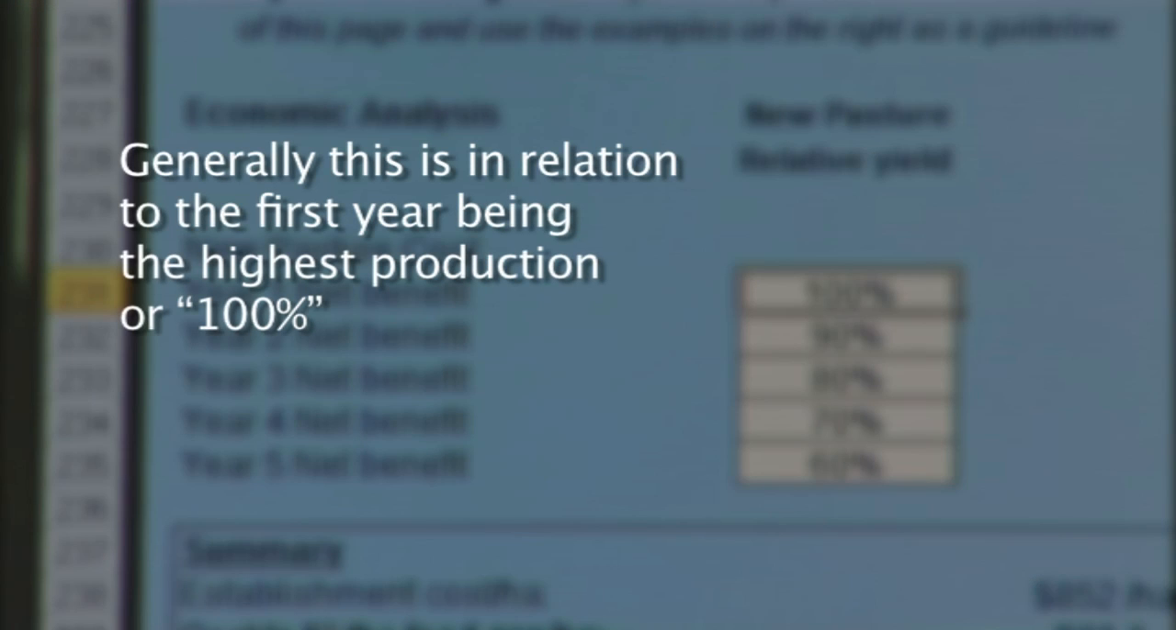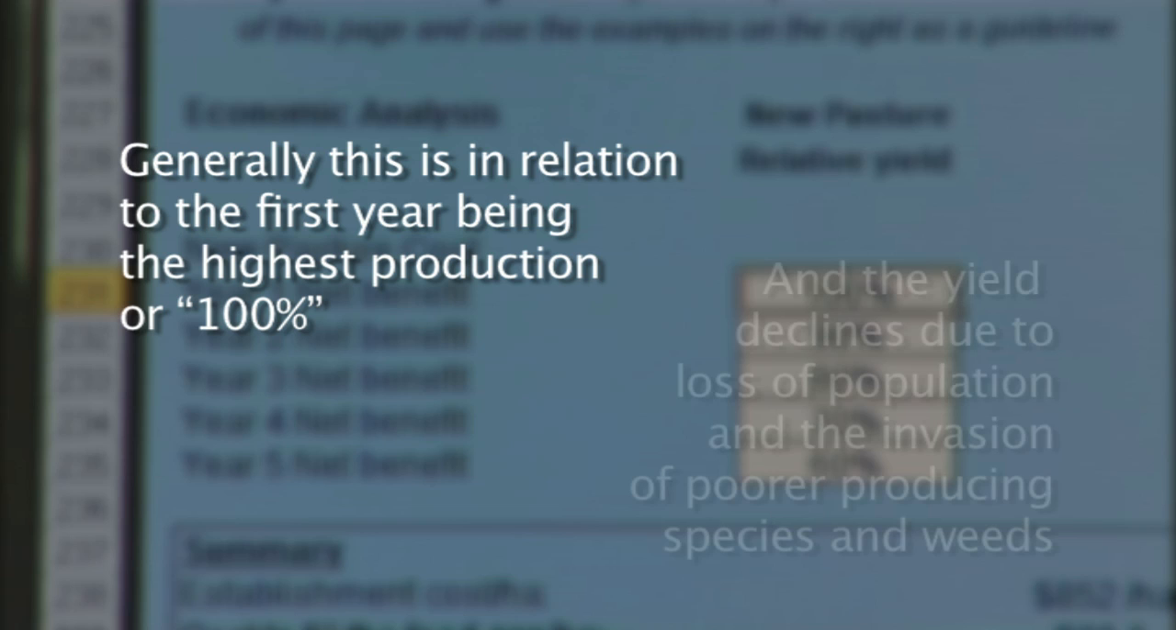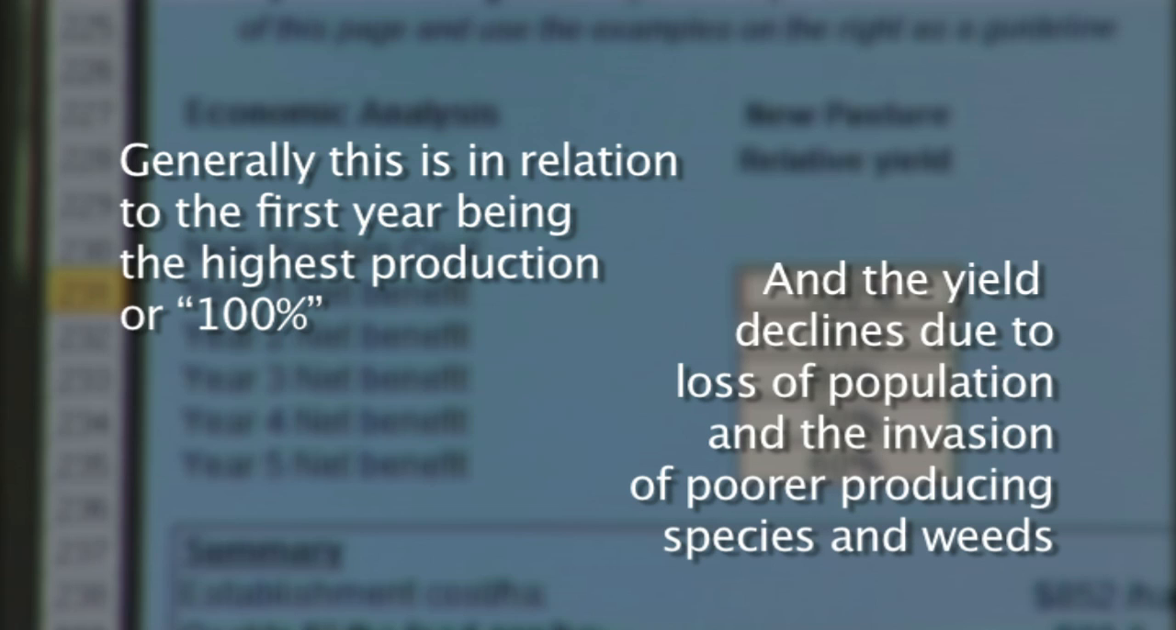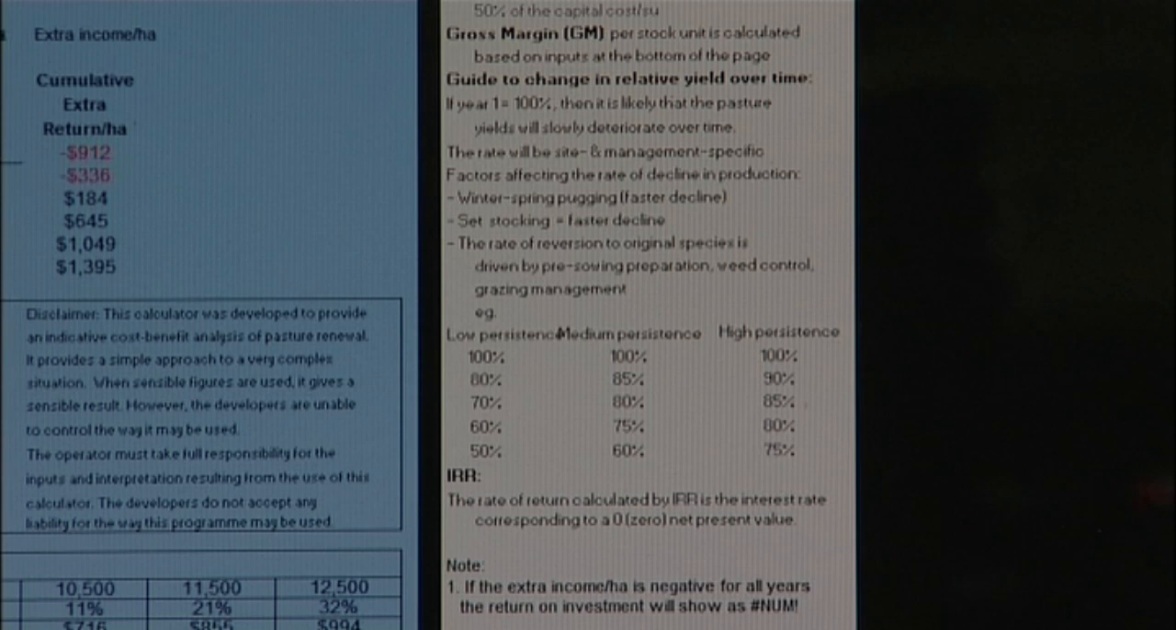Generally, this is in relation to the first year being the highest production, or 100%, and the yield declines due to loss of population and the invasion of poorer producing species and weeds. Some guidelines are provided in the white panel on the right side of the calculator.